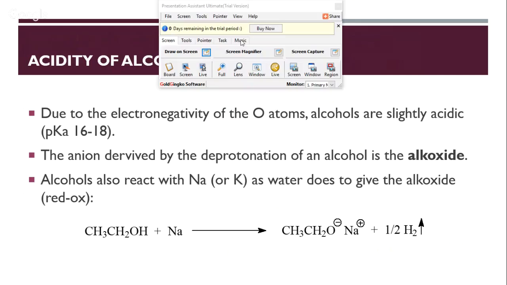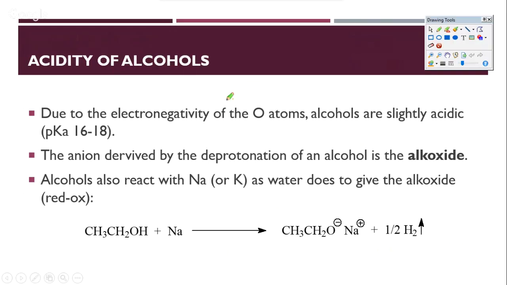Now let's look at the acidity of alcohols. You'll be surprised: how can alcohols be acidic? You'll realize that alcohols actually have a pH which is slightly basic, about 7.3, which is just above water. So they are ideally basic in nature.